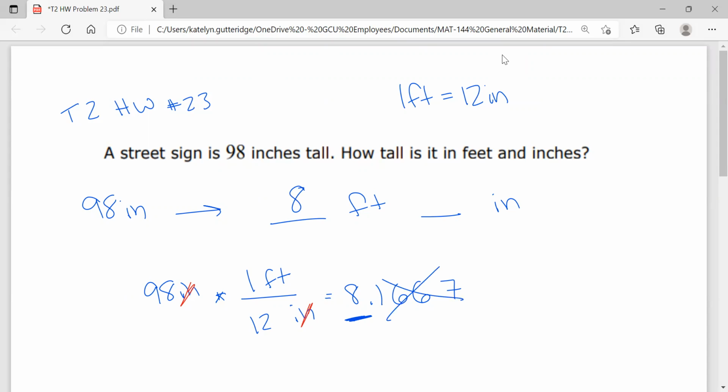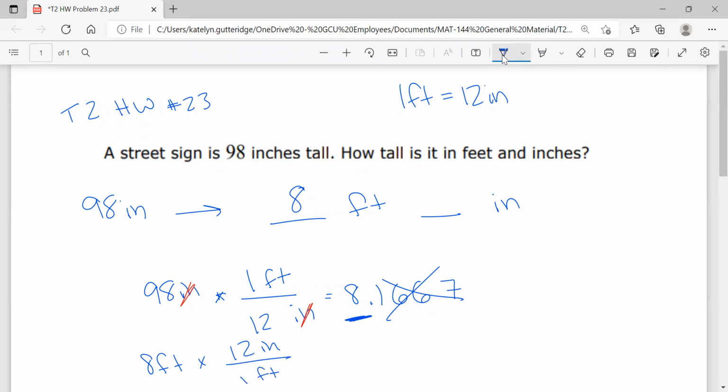We're ignoring that decimal. Okay, so now if we have 8 whole feet, we need to figure out how many inches that is so that we can figure out how many inches are left over. Because we don't have 0.1667 inches left over. No, we have a whole number of inches left over. So let's figure out how many inches are in 8 feet. Let's take 8 feet and convert it back to inches. We're going to multiply it by 12 inches over 1 foot. So here our feet are canceling out, which is what we want, and we're going to be left with inches.